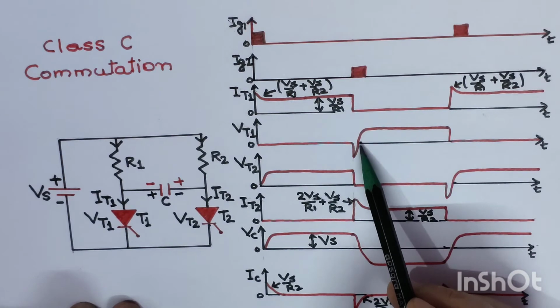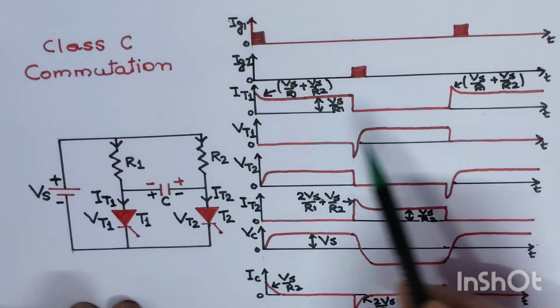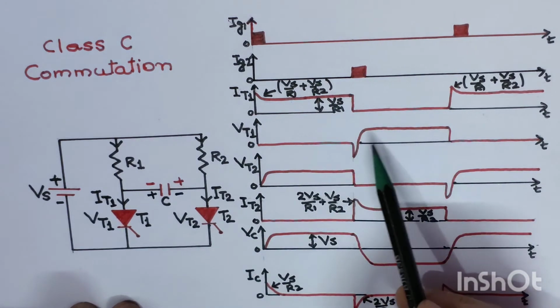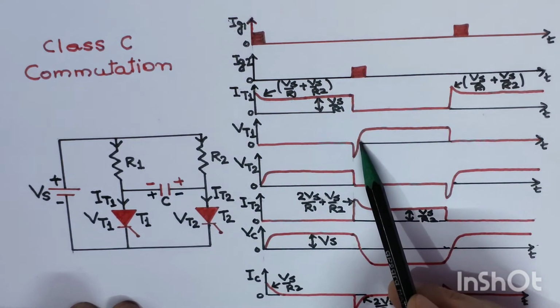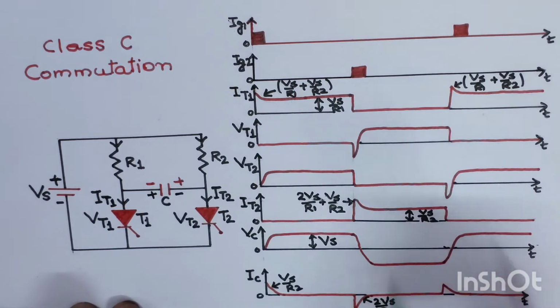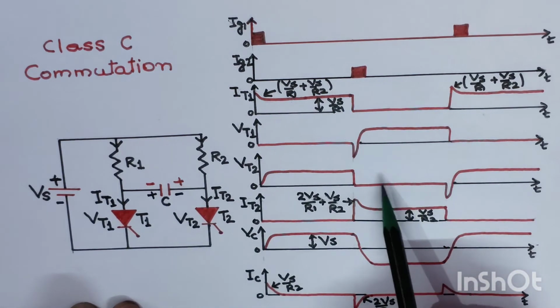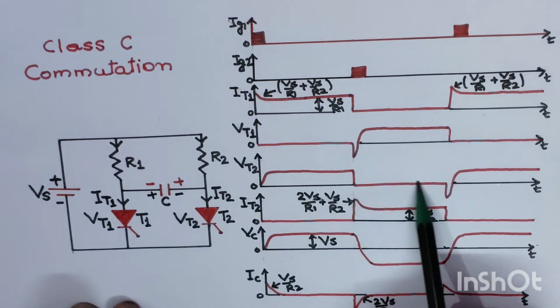Now what will be the voltage across the thyristor T1, that is VT1? Since thyristor T1 is now switched off, there will be a maximum voltage developed across the thyristor T1, which has been shown with this waveform. And once thyristor T2 has been given a trigger pulse and is switched on, the voltage drop across the thyristor T2 will be reduced to 0. So this has been shown here, that the voltage drop across the thyristor T2 is 0.